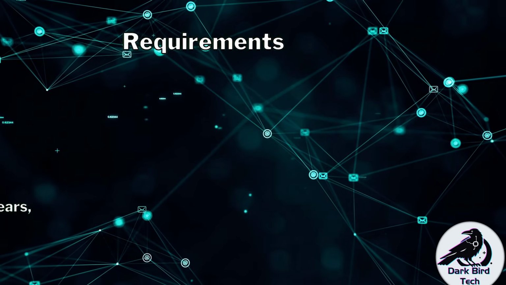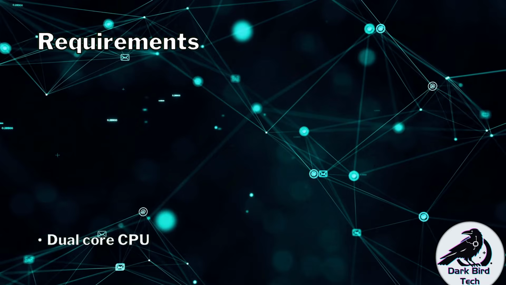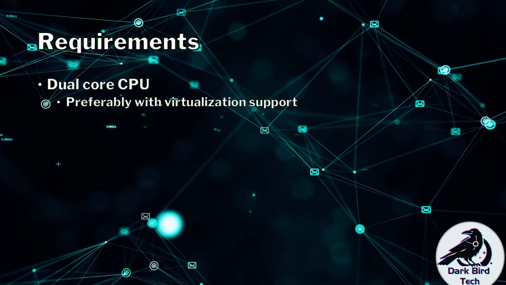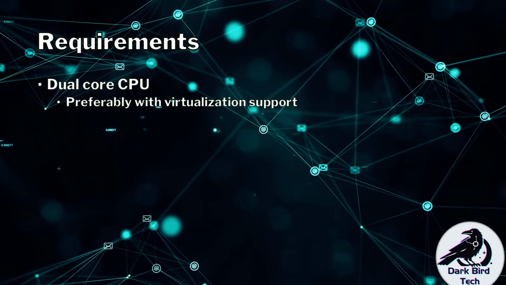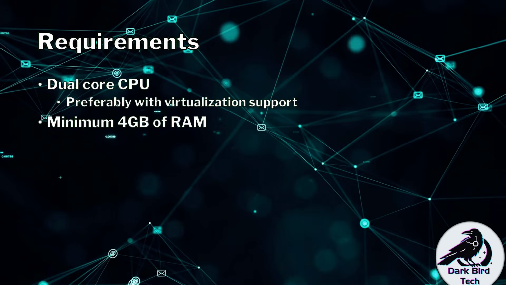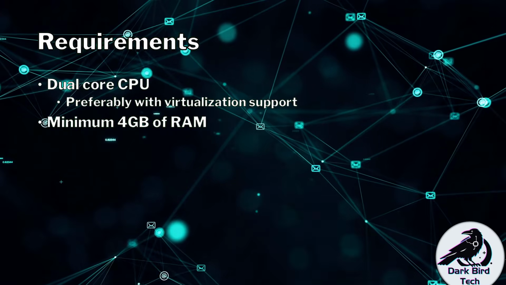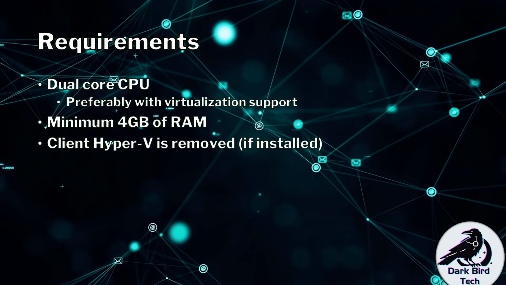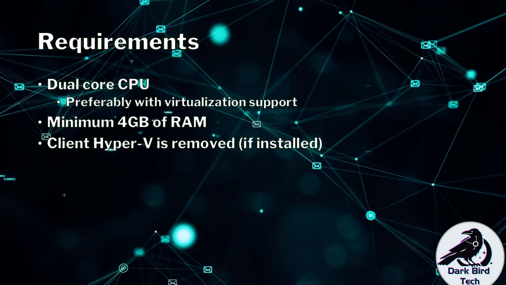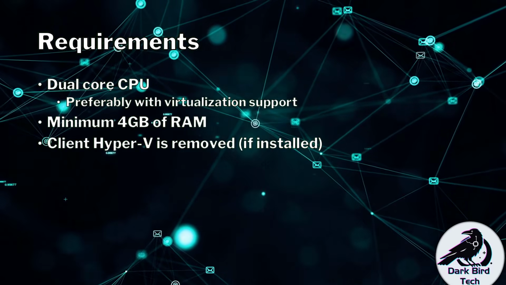Now, to do this, you will need the following kind of computer. A machine with at least a dual-core CPU, preferably with virtualization support. Not too difficult to achieve nowadays. And at least 4 GB of RAM, which is also pretty easy to achieve nowadays. You'll also want to make sure that you've got Client Hyper-V removed if it's installed and you are using Windows 11 Pro or Enterprise Edition.